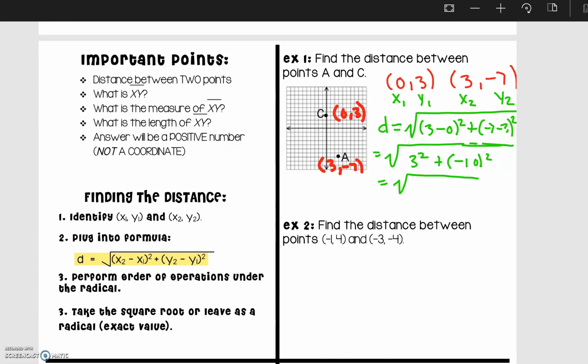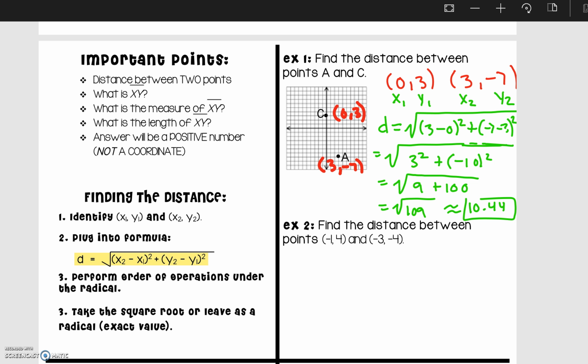And then we have 3 squared. This is 3 times 3, which is 9. Negative 10 squared is negative 10 times negative 10, which is 100. If we add those together, we get 109, which is approximately 10.44. Make sure you do this part in the calculator.